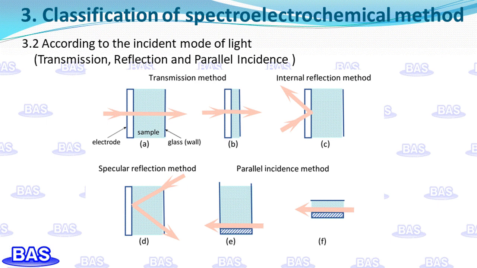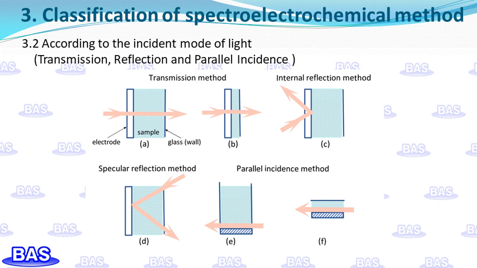In the internal reflection method, the incident light passes through the back of the light transmitting electrode and penetrates into the electrode solution interface, so that the incident angle is just larger than the reflection angle, and the light is totally reflected. The specular reflection method is to let light enter from the solution side, reach the electrode surface, and be reflected by the electrode surface. In the parallel incidence method, E and F, a light beam is emitted between an electrode and a solution near the electrode surface.